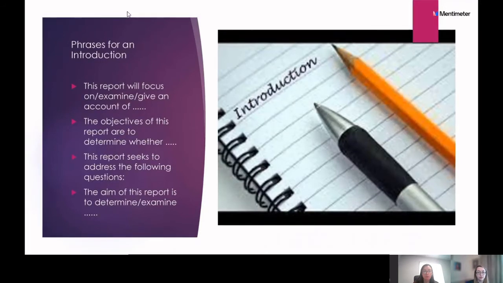These are some phrases that you can use as you write your introduction, and we'll be making these available for you on our website. These include: this report will focus on, this will examine, I will give an account of, and this report seeks to address the following questions. So just making it really clear what you're going to do.